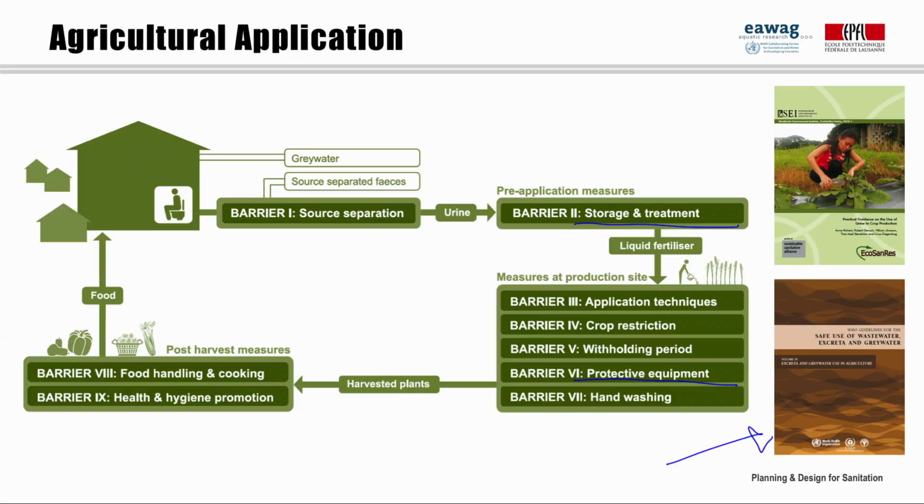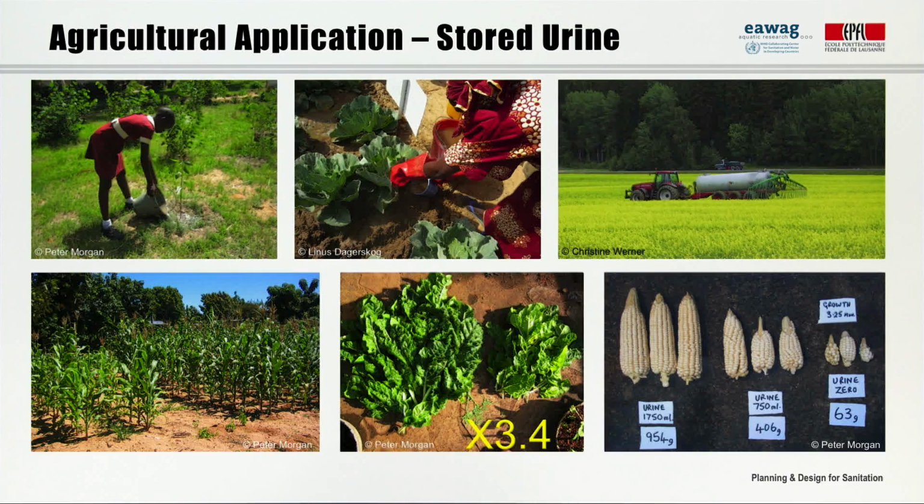I have taken this figure from the very useful publication called Practical Guidance on the Use of Urine in Crop Production, which can also be downloaded from the course page. In these pictures, you can see the fertilization with stored urine and its effect on plant growth. Urine that has been diluted with water can be applied to plants either manually or using trucks. A 3-to-1 mix of water and urine is an effective dilution for vegetables, although the correct amount depends on the soil and the type of vegetables.